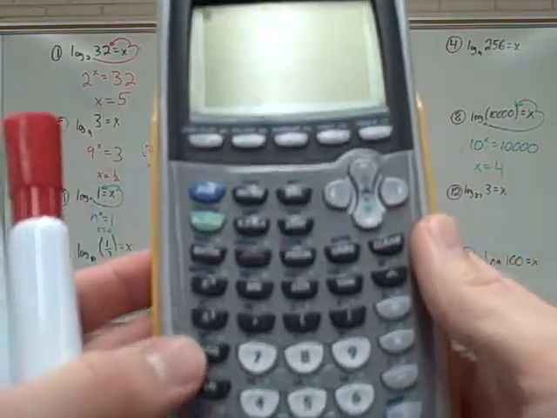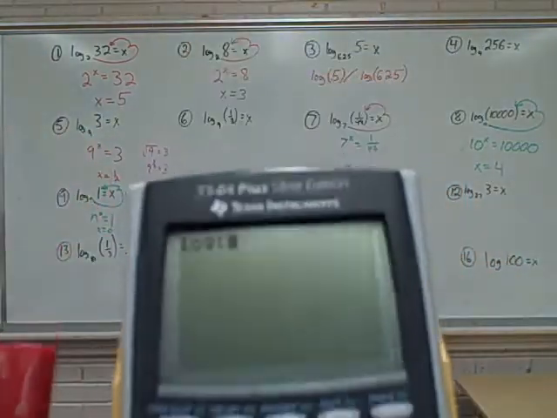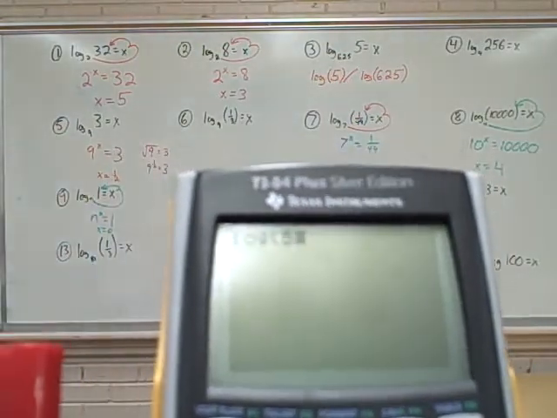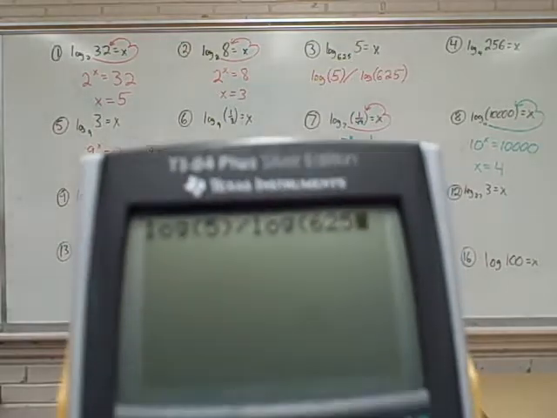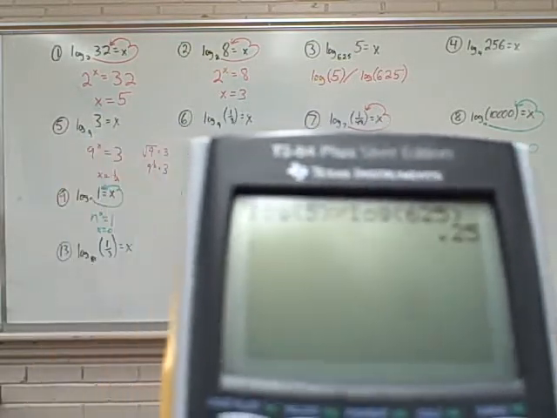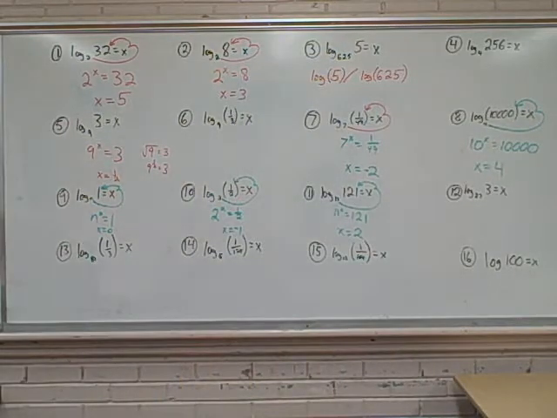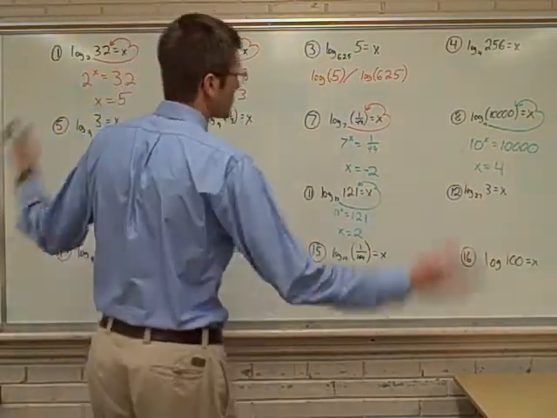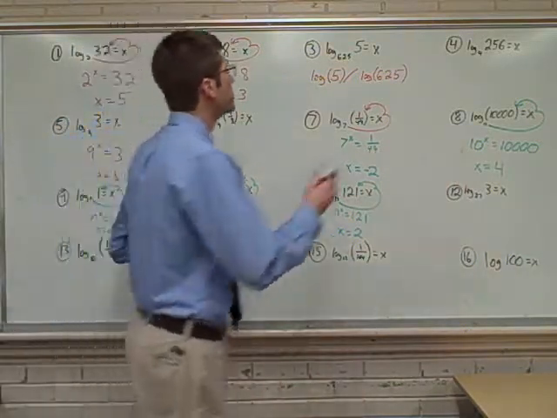So it is log, see where the log is? It's right there beside the 7 on my calculator. Log 5 divided by log 625. Close your parentheses appropriately and you get 0.25. That's the same thing as 1/4. So if it's one of these that's confusing and you don't know what you're doing, then that's what you do.